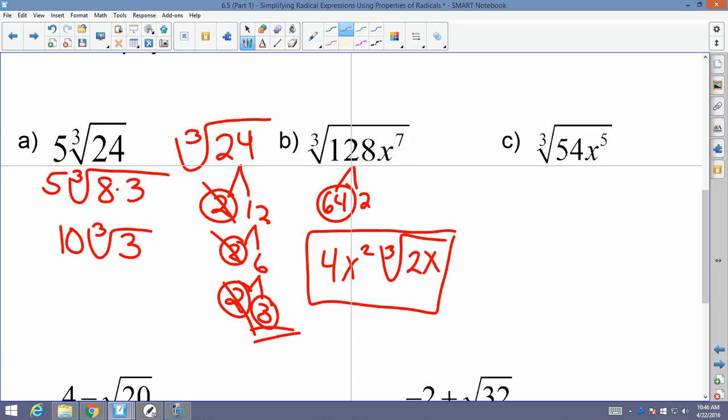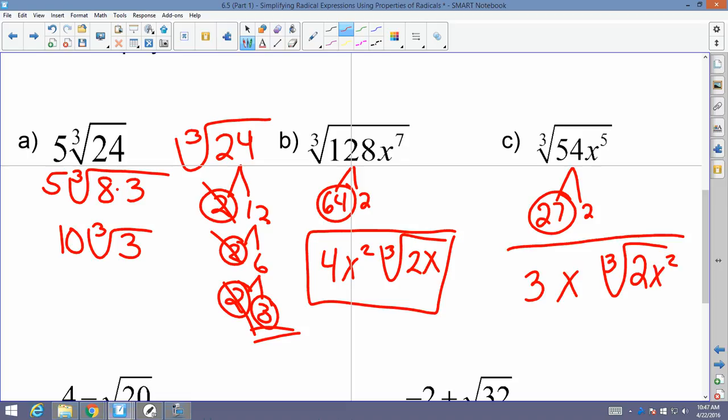Okay, 54, I see a perfect cube here. Great job, brothers. Great job, brothers. 27 times 2, very good. Cube root of 27 is 3. Excellent. And then I have a cube root of 2 left over. Cube root of x to the 5th, an x comes out, and I got an x squared left over.